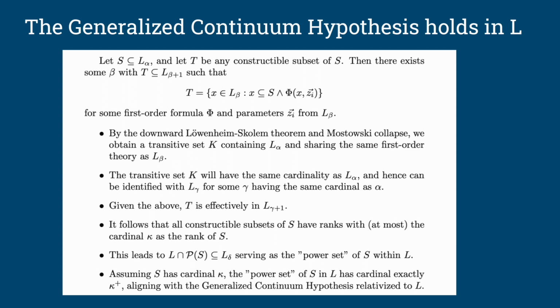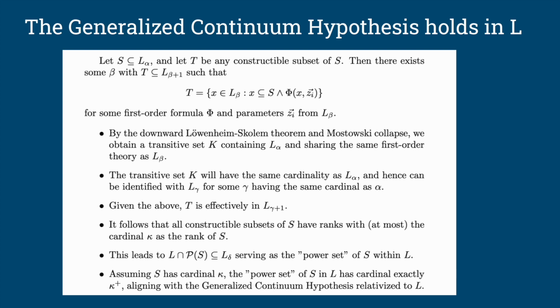So the proof begins by saying let S be a subset of L sub alpha and let T be any constructible subset of S. Then there exists some beta with T in L sub beta plus 1, such that T is defined as follows: T equals the set of all x in L sub beta such that x is contained in S, and phi of x and z. So let's begin unpacking this.